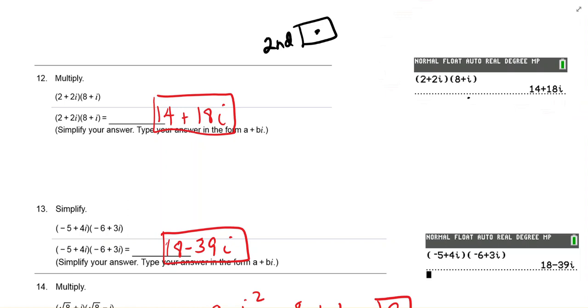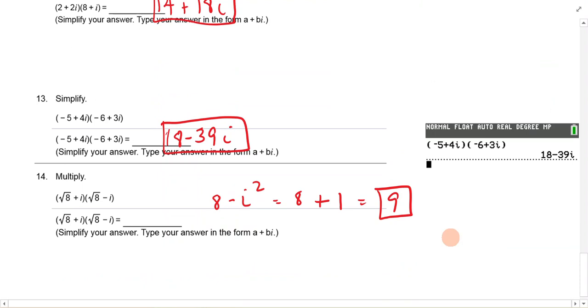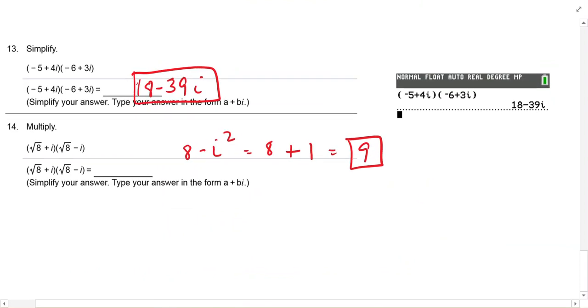All right, let's go down one more. Same idea here, put it in the calculator just as it's written in the problem. You get 18 minus 39i. And then 14, square root of 8 plus i times square root of 8 minus i. Remember that's going to, we don't have a middle term now, so square root of 8 times square root of 8 is 8, minus i times i is i squared. i squared is negative 1, so you end up minus a negative 1 is plus 1. Final answer is 9. So those should go really quite quickly to get you started.